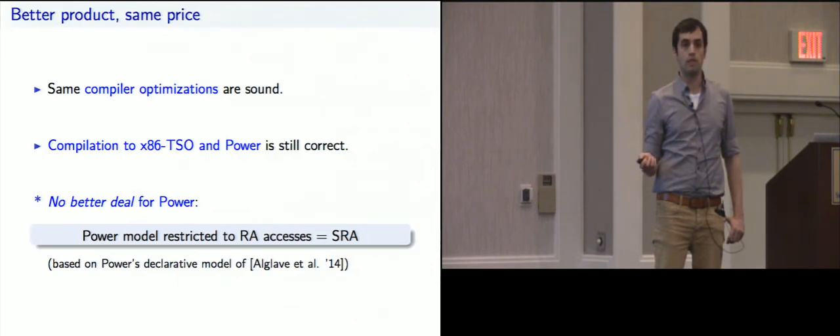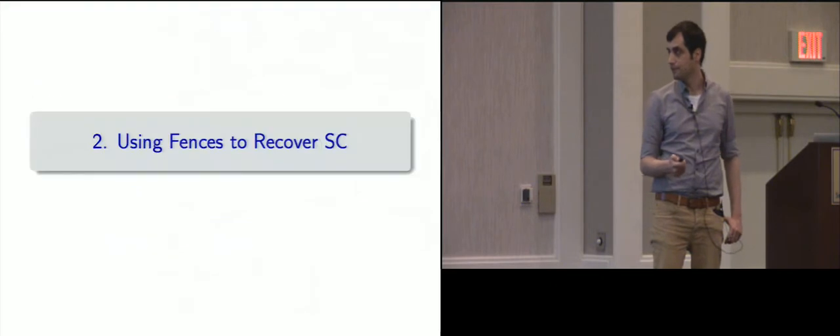So this would mean that there is no strengthening of the model that can be done, forbidding more behaviors, without changing the existing compilation of C11 to Power. And here we base on a declarative model of Power recently published by Alglave.